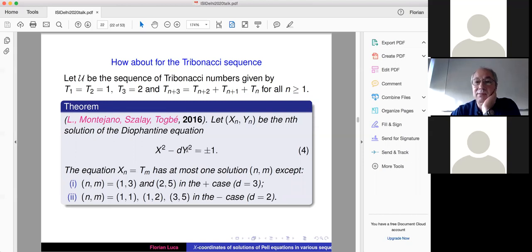What about x coordinates of Pell equations being Fibonacci numbers, and being at least 2 of them? And then this equation again has at most 1 solution, except when d equals 3 and d equals 2. And in these cases, you get a few extra solutions.